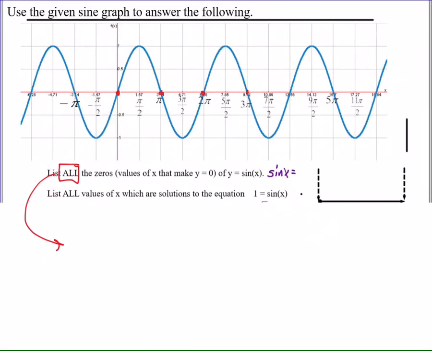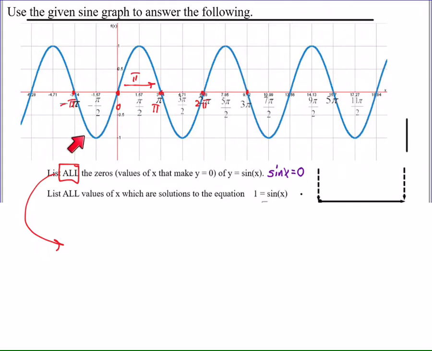Now, if you thought about it, you recognize the periodic nature. We just keep going around and around in a circle, which means we keep revisiting 0 over and over again. And so when I look at the graph, I see that there's 0, pi, 2 pi, 3 pi, and so on. So I can write this.